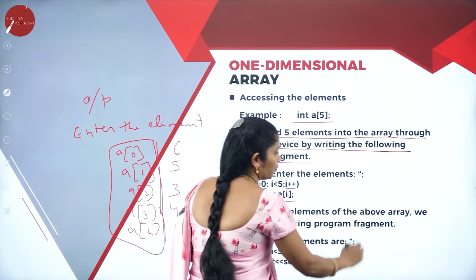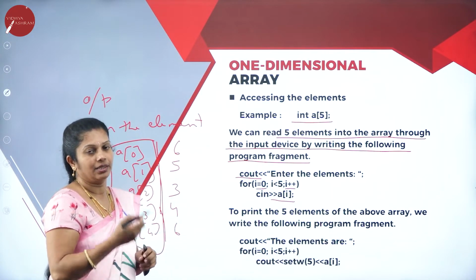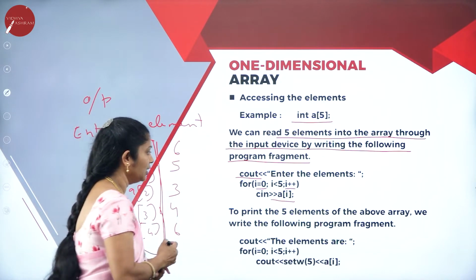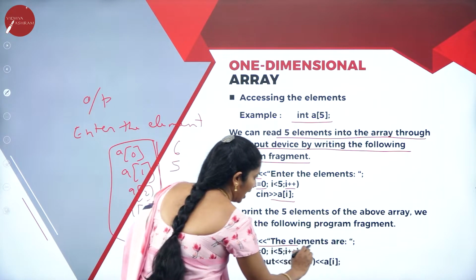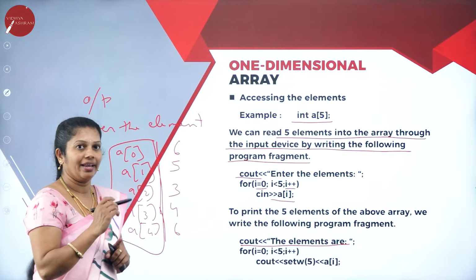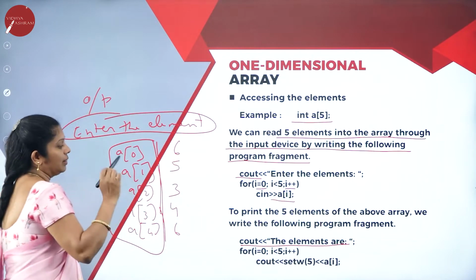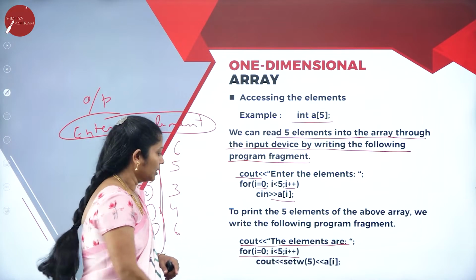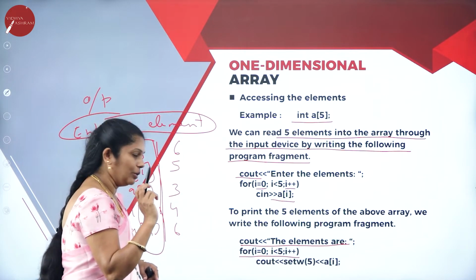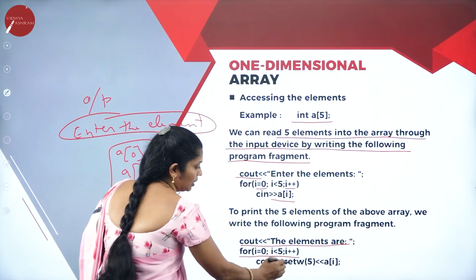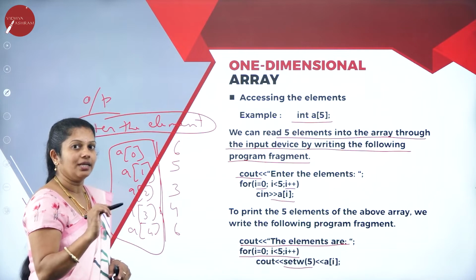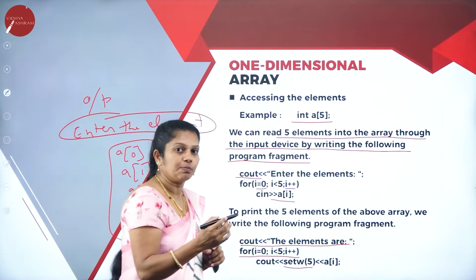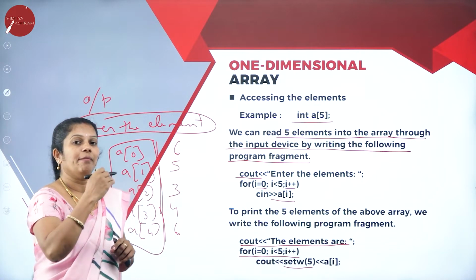To print the 5 elements of the above array that we have just inputted, now if I want to print the elements, then some rules and regulations we have to follow. For that, first you have to write cout "The array elements are". First you have to display the array elements. In place of "Enter the elements", now you have to print "The array elements are". Then once again you take a for loop, first element position 0 up to less than 5, then i++. cout setw(5) we have given. It means that in between we need 5 spaces. setw helps to display the space in between. It's a manipulator function here.